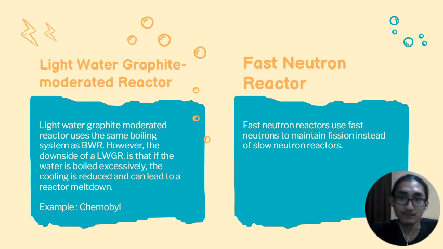And lastly, we have a fast neutron reactor. A fast neutron reactor uses fast neutrons that are available in plutonium to maintain fission, instead of using slow neutron reactors such as uranium, which most of these use.